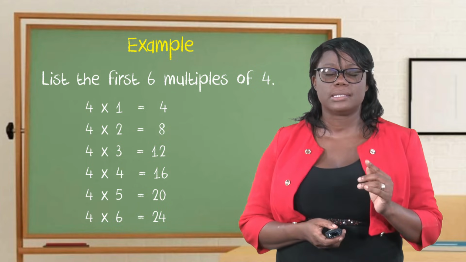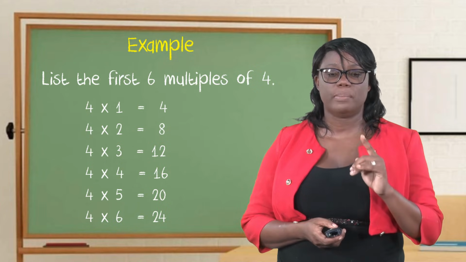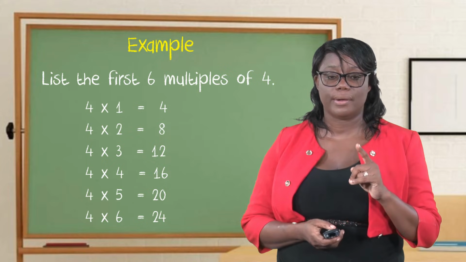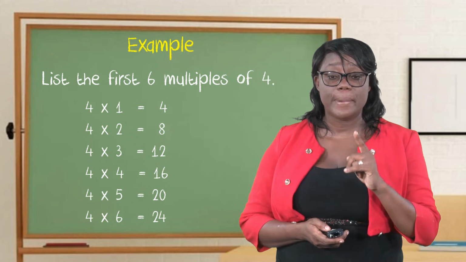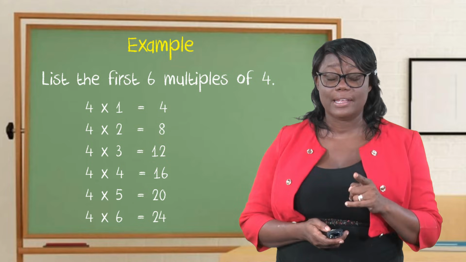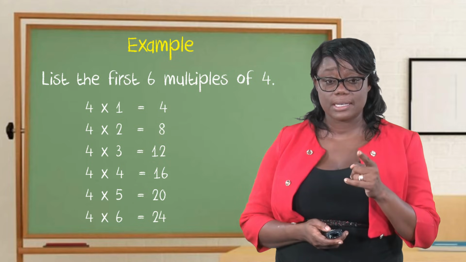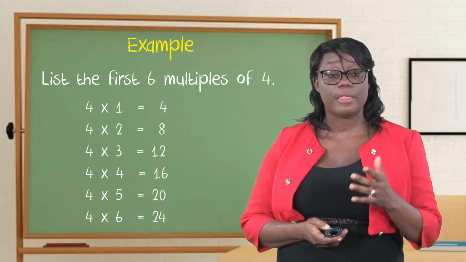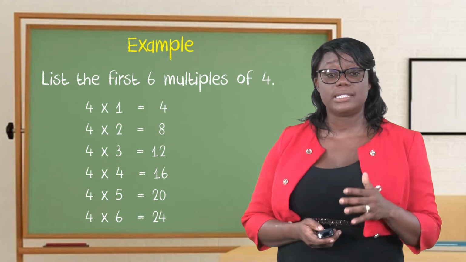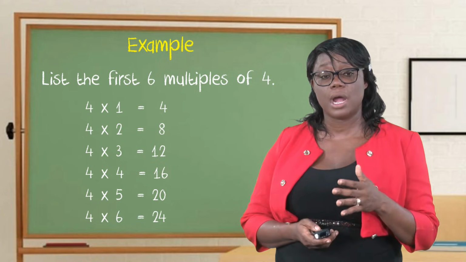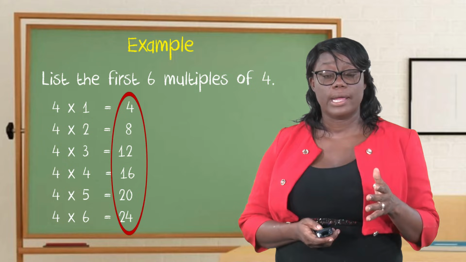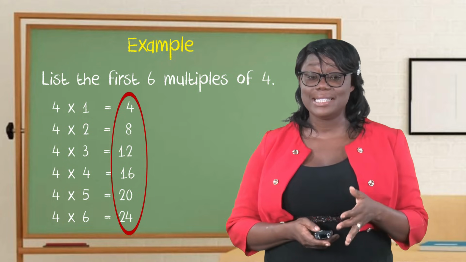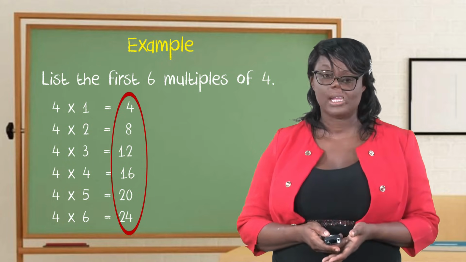Boys and girls, what did we say were the multiples of any given number? When the numbers are multiplied, the product becomes the multiple of that number. Therefore, the first 6 multiples of 4 are 4, 8, 12, 16, 20, and 24.